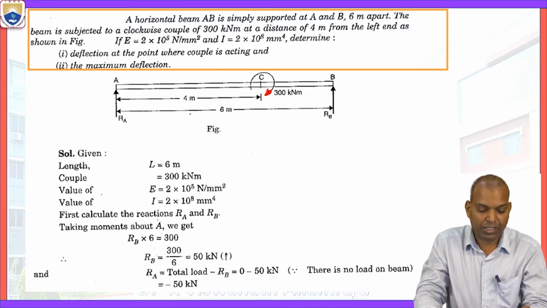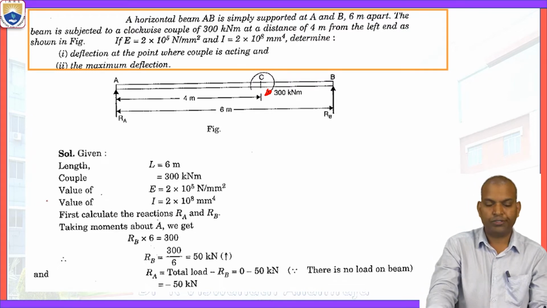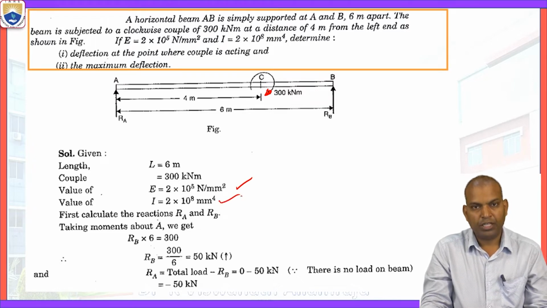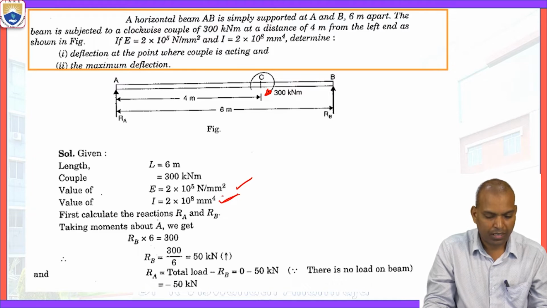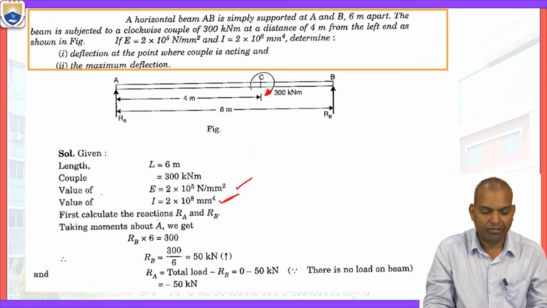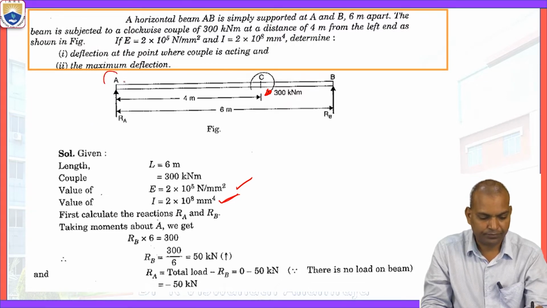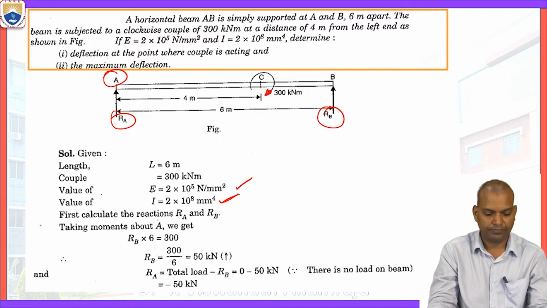Here the length given is 6 meters, the moment is 300 kilonewton meter, the modulus of elasticity of the material is 2 into 10 power 5 Newton per square millimeter, and the area moment of inertia is 2 into 10 power 8 millimeter to the power 4. First, what is to be done? We have to calculate the reactions at supports A and B, that is RA at support A and RB at support B.